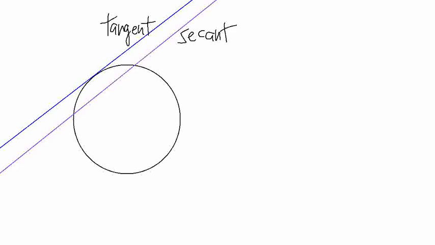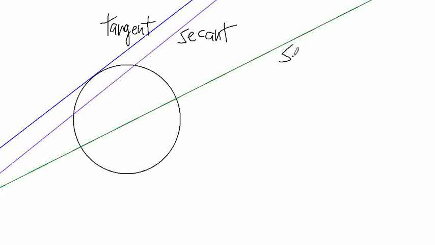Now let's have you determine the type of some line. All right, is that green line a tangent or a secant? So take a minute to think about that. Pause the video if you need to. All right, so that green line is a secant.